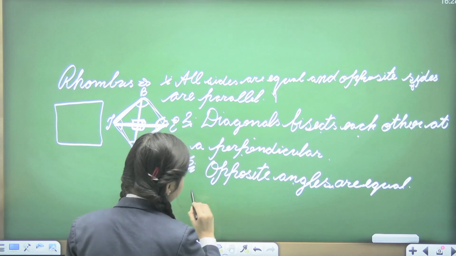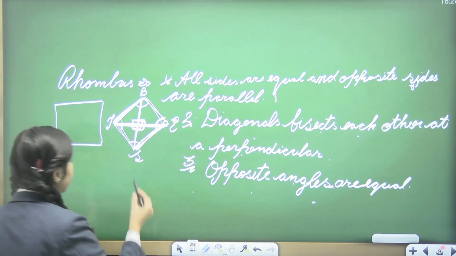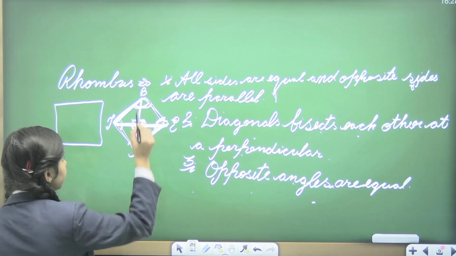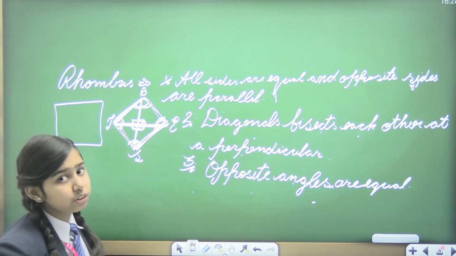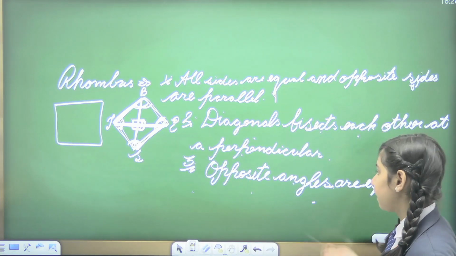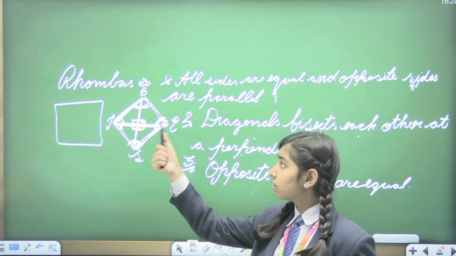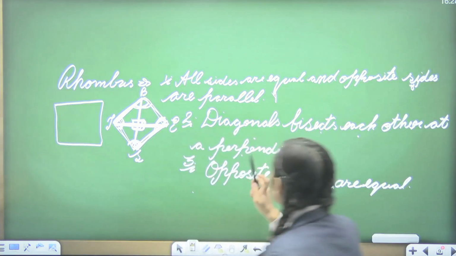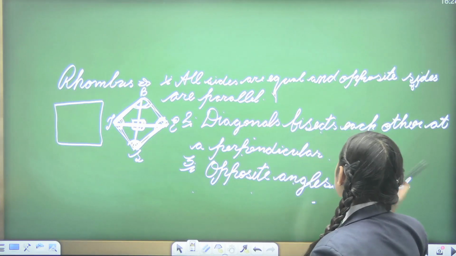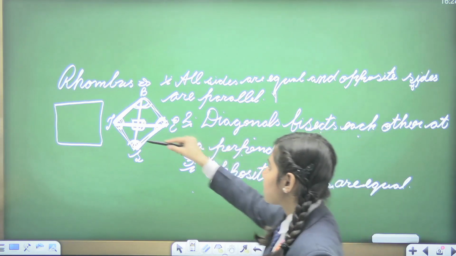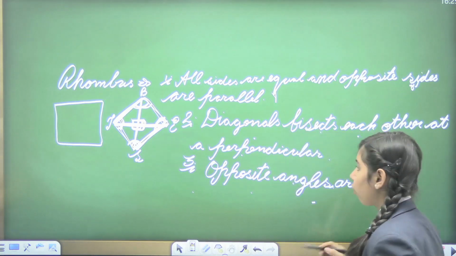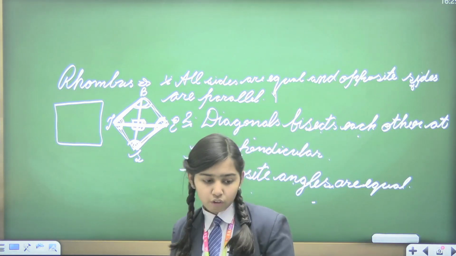The third one is opposite angles are equal. Opposite angles like this one, these two and these two, they are equal. And like I said, all sides are equal and opposite sides are parallel. So now we're done with rhombus, and now we'll talk about trapezium.